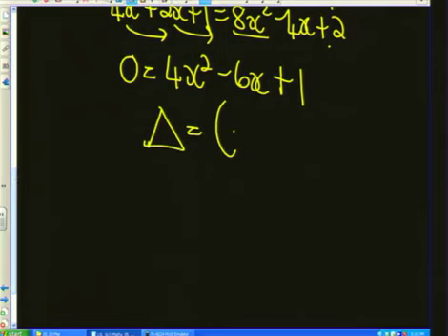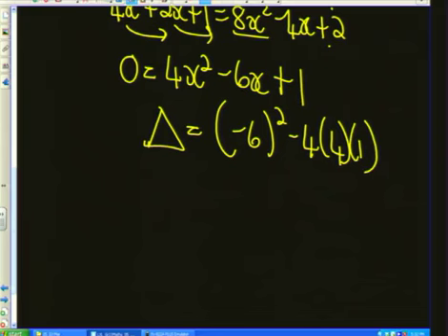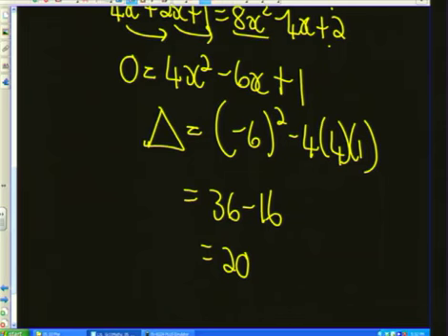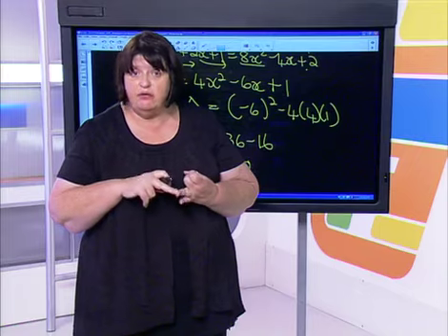So delta is b squared minus 4 times a times c. And if we work that out, it's going to be 36 minus 16, which gives me 20. Now remember, the 20 is under the square root sign. Is 20 a perfect square? Hopefully we know it's not. So that means it will be real. It won't be rational anymore. It will now be irrational.